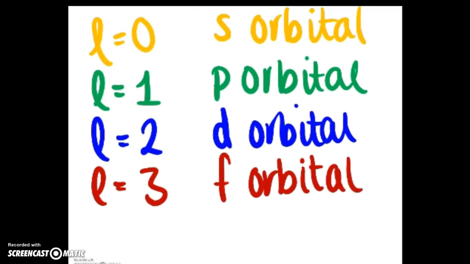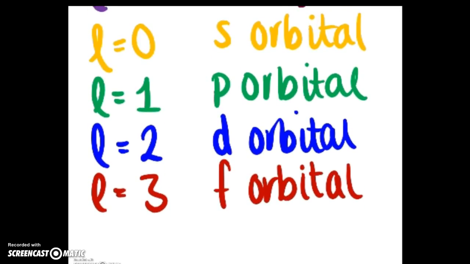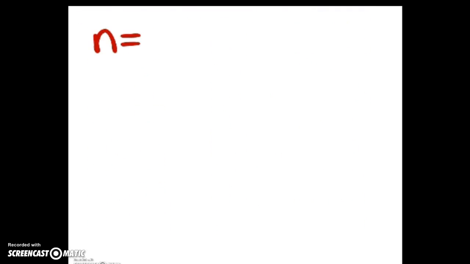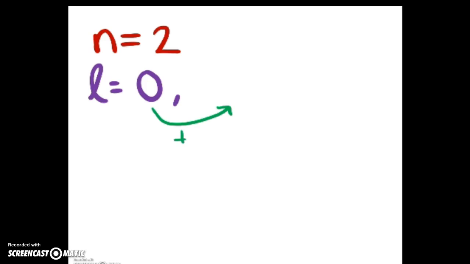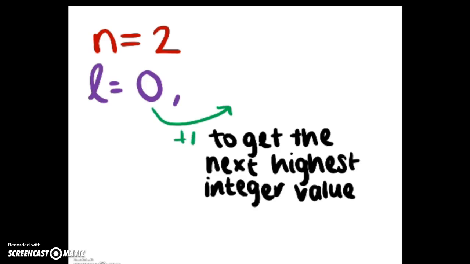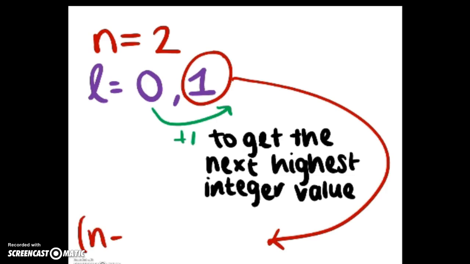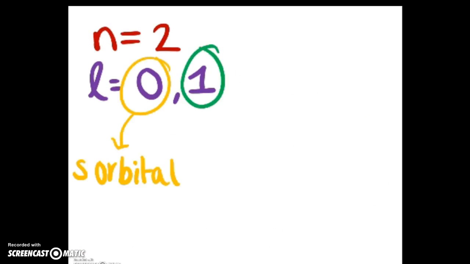And that is because they symbolise the s, p, d and f orbitals. But l can also take values higher than 3, so just bear that in mind. If we had defined n as a value of 2, then l can take any integer value from 0 up to n-1, which is equal to 1. So we would have l equals 0 and l equals 1, both possible values of l when n equals 2. From this, we can tell it is possible to have both an s orbital and a p orbital when n is equal to 2.